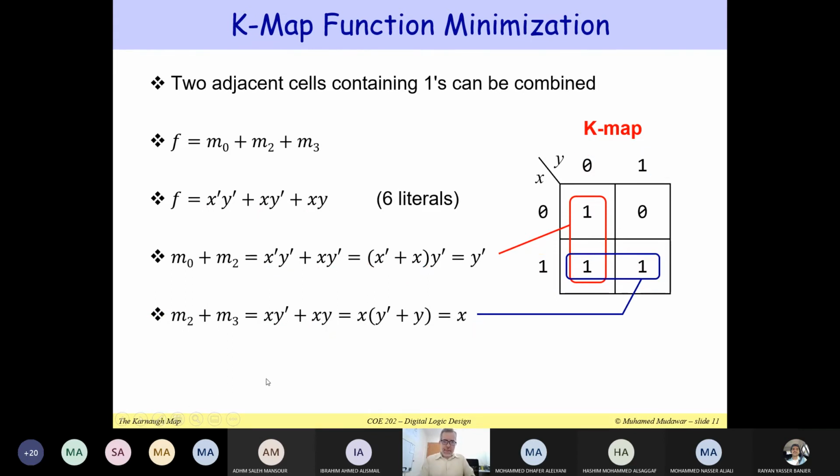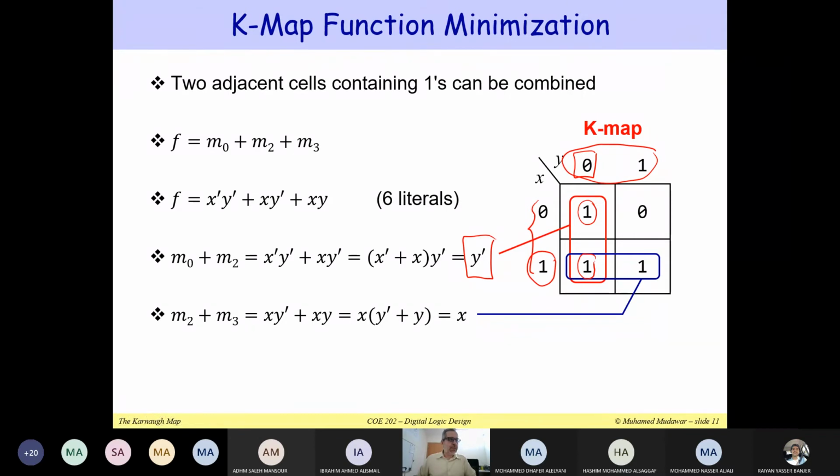So if you look at the Karnaugh map, now here you can see for minterm 0 and minterm 2, the only thing which is in common is y equal to 0. So this is why we wrote y prime. X can be 0 or 1, it does not really matter. In the case of this blue box, so we are combining minterm 2 with minterm 3. The only thing which is in common is x equal to 1. The value of y can be either 0 or 1. So this is why it is x. So we can get it directly from the Karnaugh map. Okay, that's what it means.